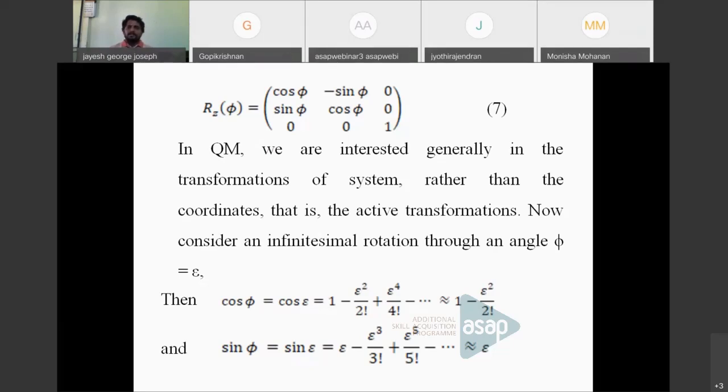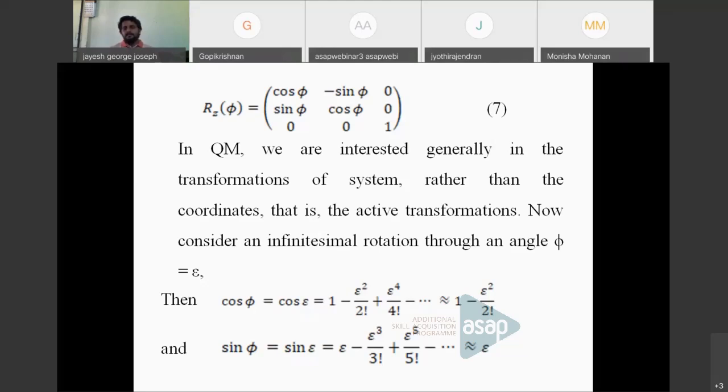Now consider an infinitesimal rotation through an angle phi. That infinitely small angle phi is taken as epsilon. Then cos phi is equal to cos epsilon, which is 1 minus epsilon squared by 2 factorial plus epsilon to the power 4 by 4 factorial plus etc. And that is nearly equal to 1 minus epsilon squared divided by 2 factorial. We are limiting to the first two terms because epsilon here is very small, and the effect of all the higher order powers is very small, therefore we are neglecting them.